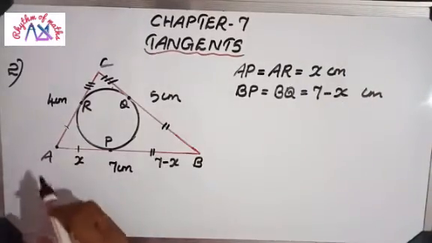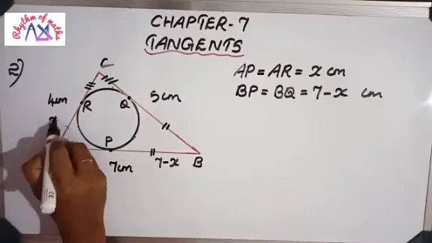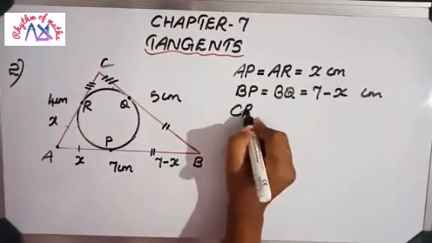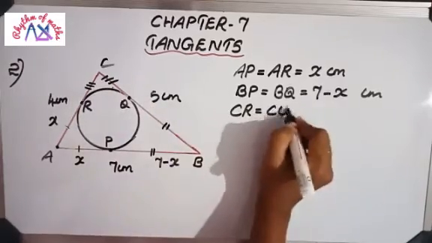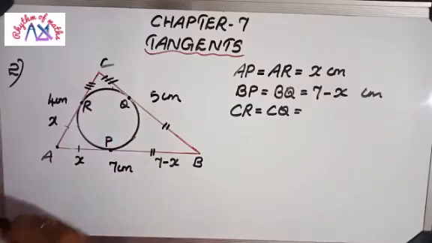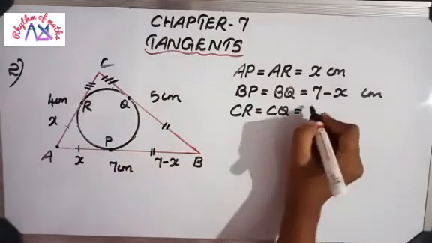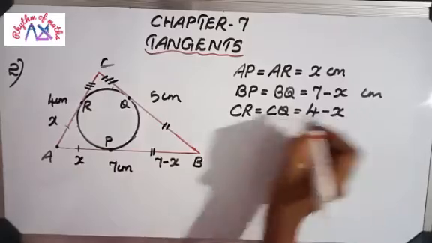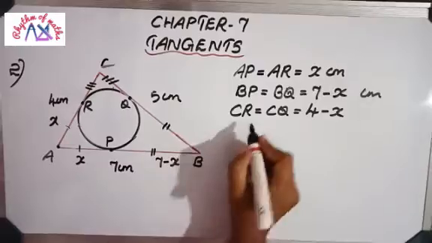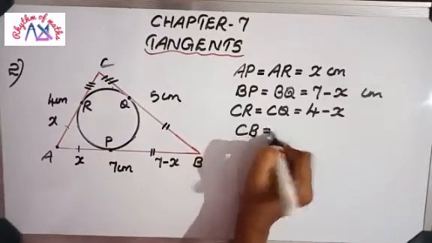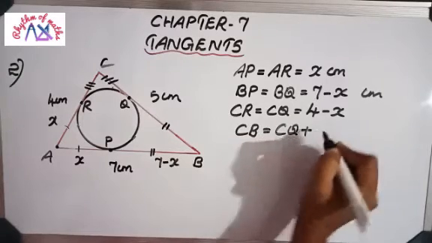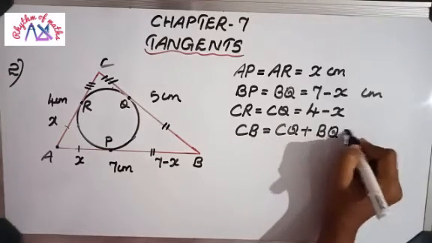Next, if AR is x, then what will be CR? CR equal to CQ will be what? Total is 4 centimeter, one portion is x, so the remaining is 4 minus x. Similarly, CQ also 4 minus x. Now let's consider the line CB. CB is split into CQ plus BQ.